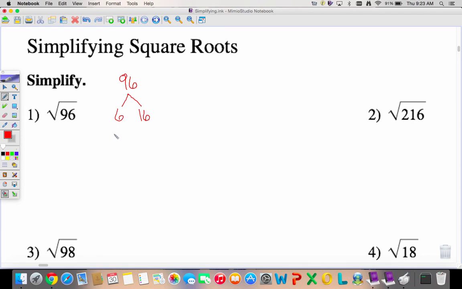The two numbers that go into 6 are 2 and 3. Two numbers that go into 16 are 4 and 4. And your two numbers that go into 4 are 2 and 2. Okay, so what I'm going to do here is circle my prime numbers. So I have a 2, a 3, and then I have 4 other 2's left over here.